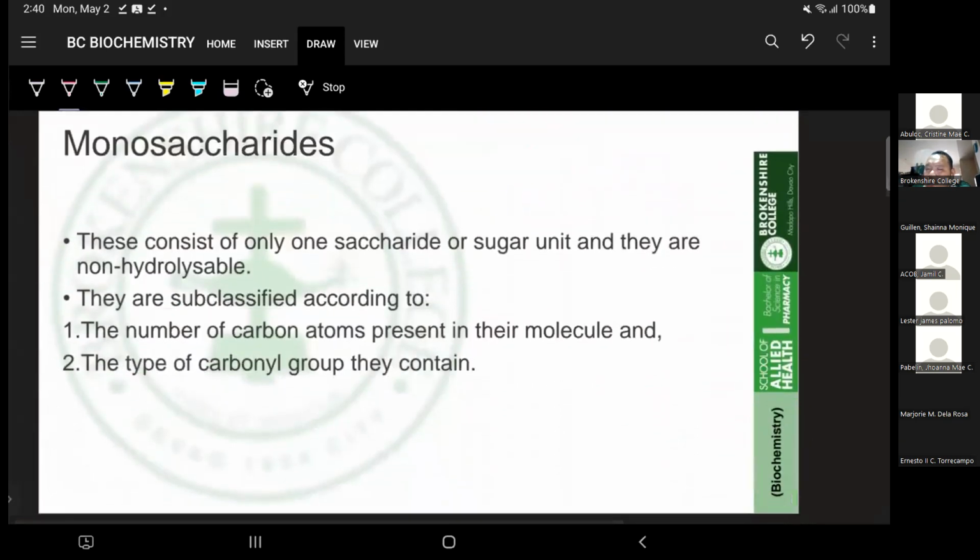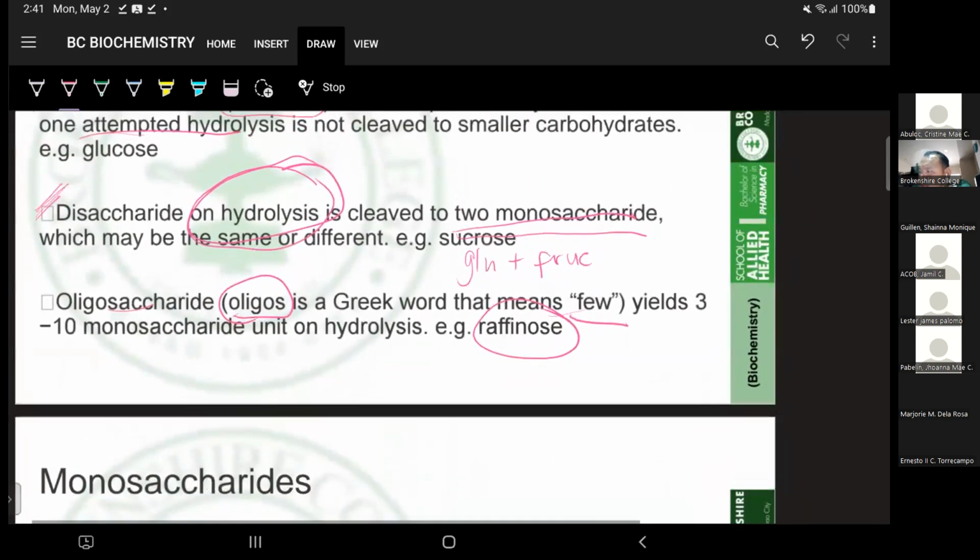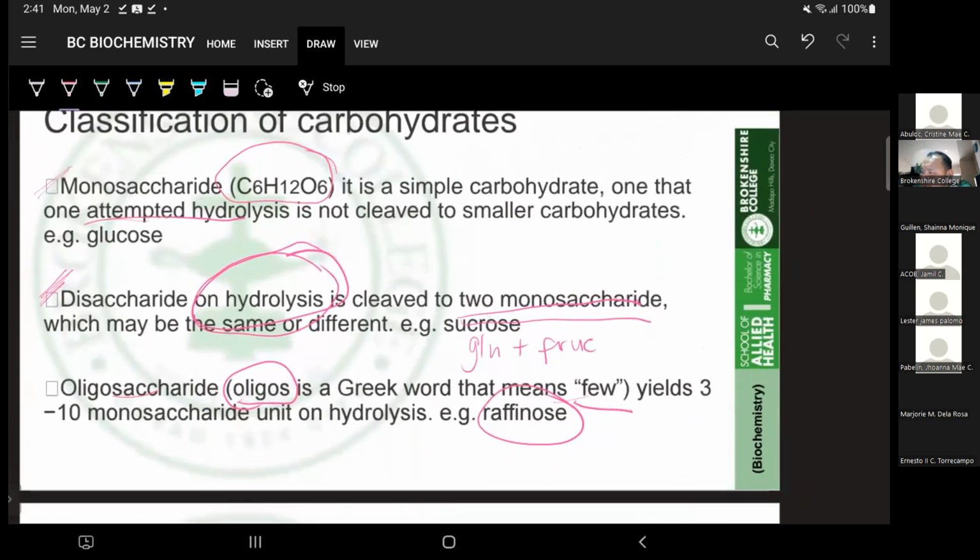Now let's focus on your monosaccharides. But before that, let's go back first here. I've given you an example: sucrose is glucose plus fructose. Of course, other disaccharides we have are your lactose and, at the same time, your maltose.